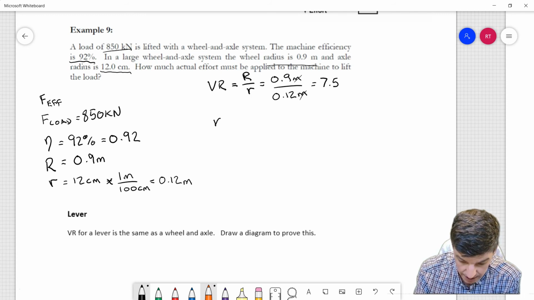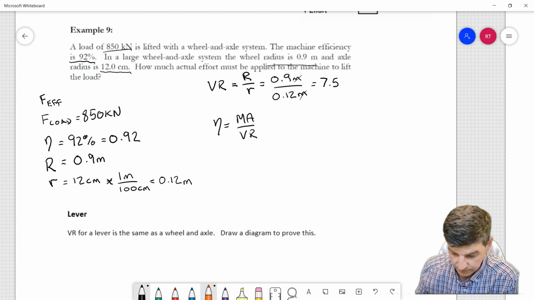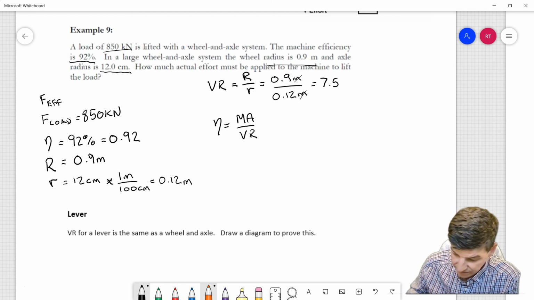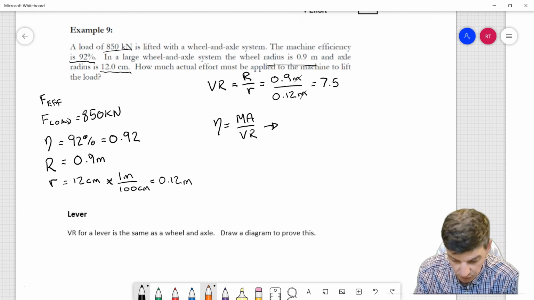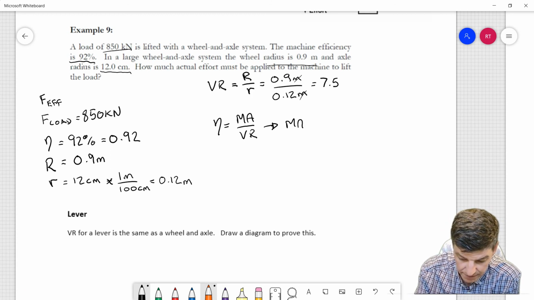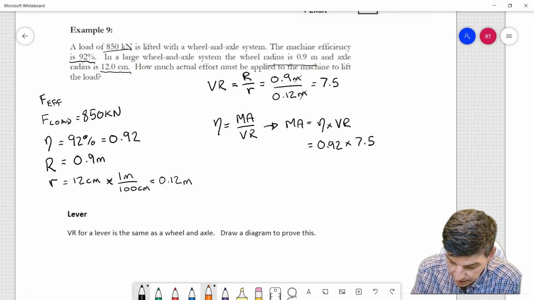I have efficiency, and efficiency is equal to MA over VR. So if I'm solving for MA, which talks about forces, MA is equal to efficiency times my VR, which is 0.92 times 7.5, and that gives me an MA of 6.9.